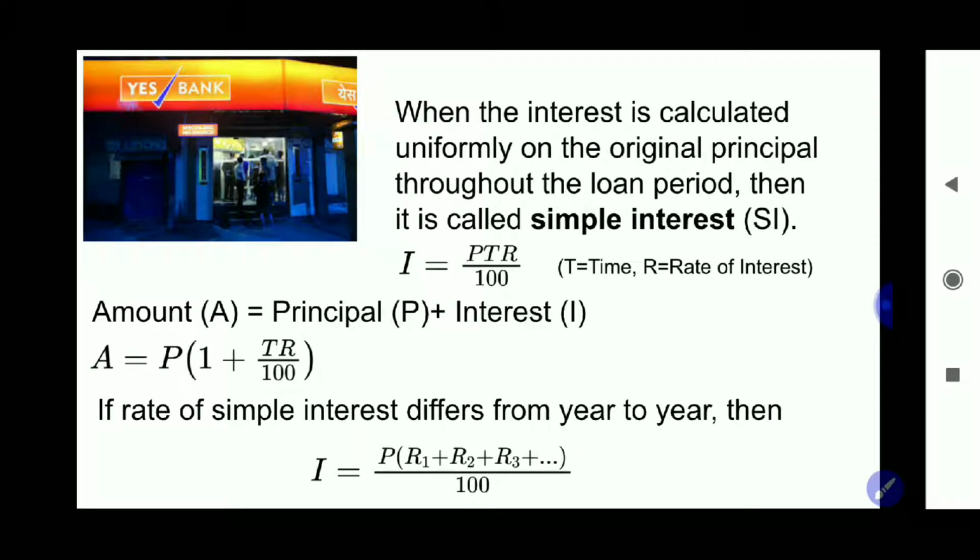If the rate of simple interest differs from year to year, then simple interest is equal to P(R1 + R2 + R3 + and so on)/100. R1 means rate of interest in the first year, R2 means rate of interest in the second year, R3 means rate of interest in the third year, and so on.